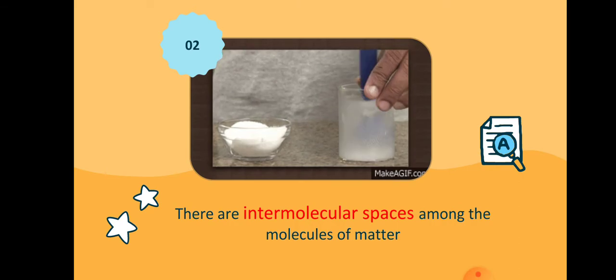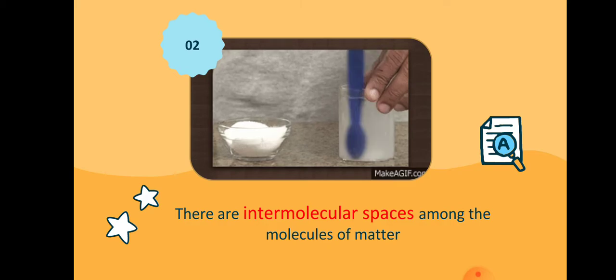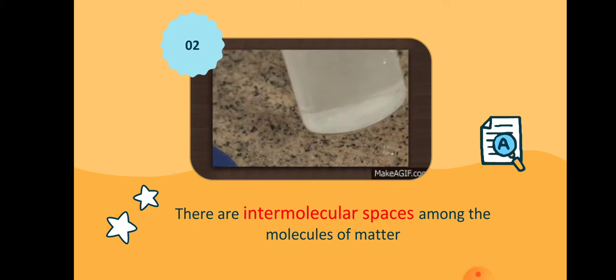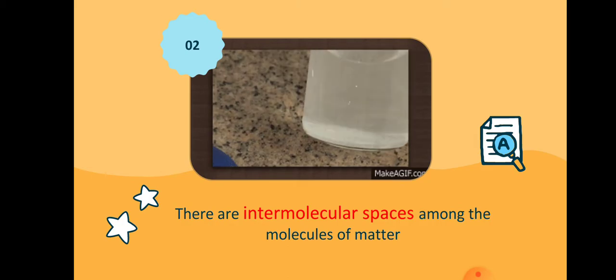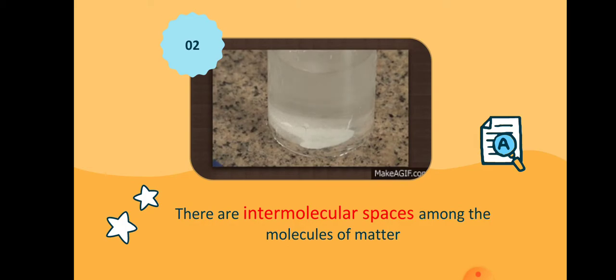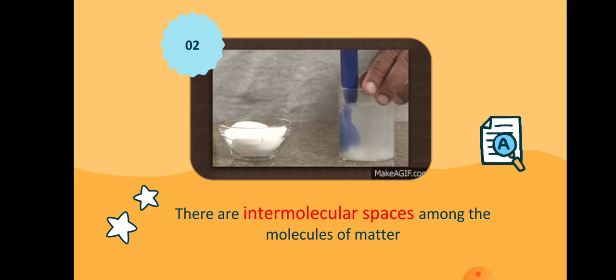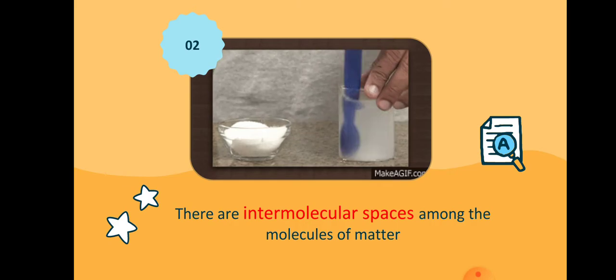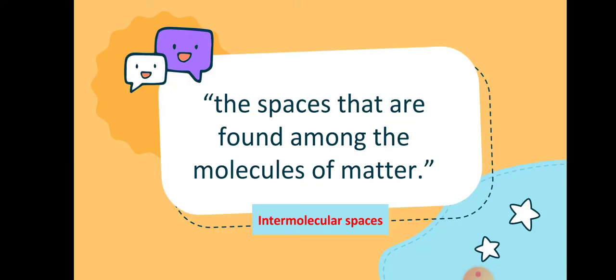Similarly, if we add 200 cubic centimeters of water to 300 cubic centimeters of alcohol, the mixture will be less than 500 cubic centimeters due to the presence of intermolecular spaces. Very good. There are intermolecular spaces among the molecules of matter. What is meant by intermolecular spaces? Intermolecular spaces are the spaces that are found among the molecules of matter.